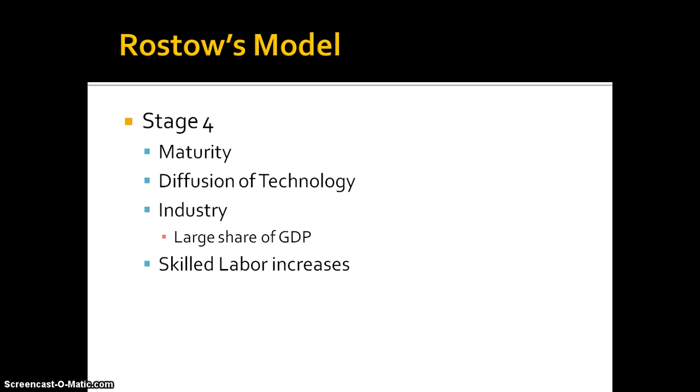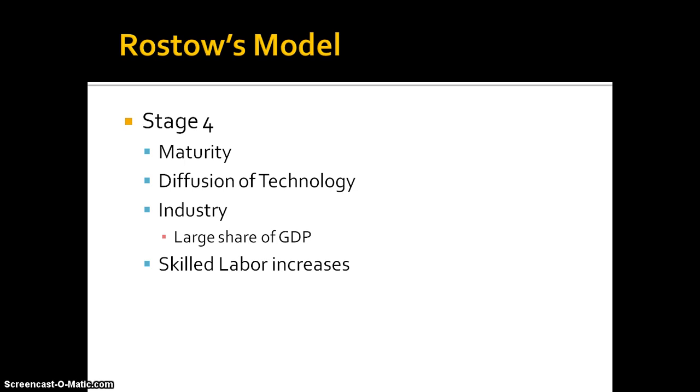Stage 4 is what we call the stage of the drive to maturity. In stage 4, you have increasing wealth. Wealth is increasing across the country. There's a diffusion of technology across the country, information technology, transportation technology. And in this stage, industry has topped out as the largest share of the GDP, and so it's overtaken agriculture.